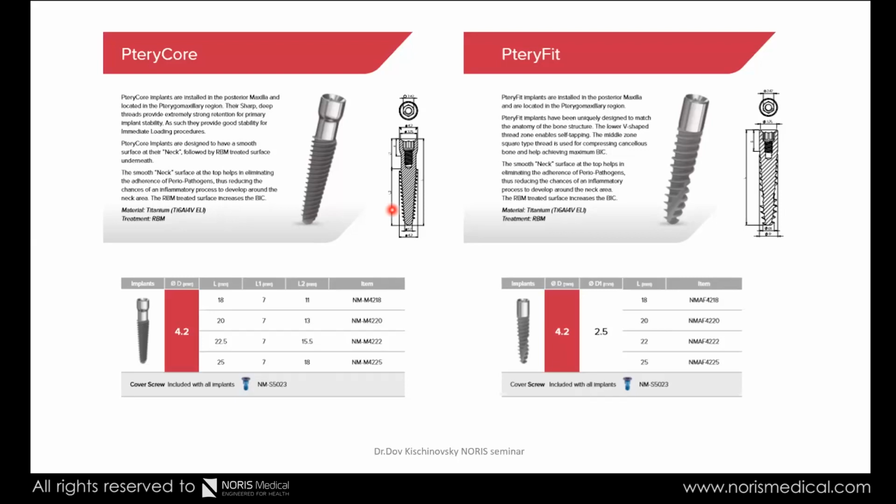So just briefly, Norris has two kinds of pterygoid implants. One implant is the TerryFit, which is an 18 to 25 millimeter length implant. It has two tapers. The apex diameter is 2.5 millimeters. You see, it has two angles going up to 4.2. We have the collar of the implant for a length of 5 millimeters.